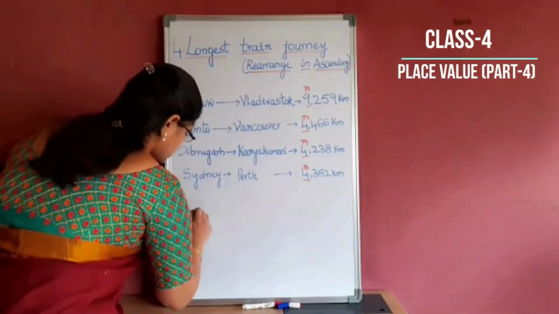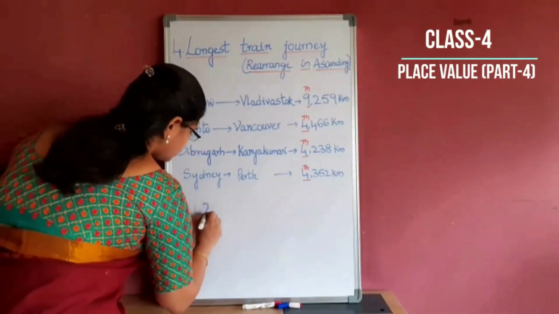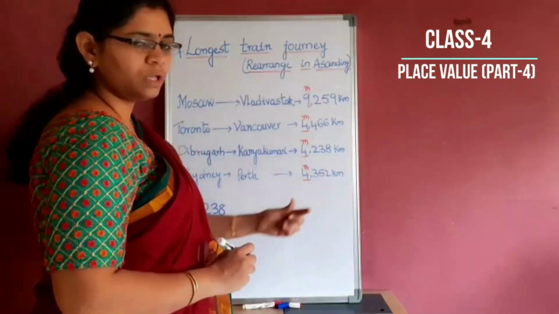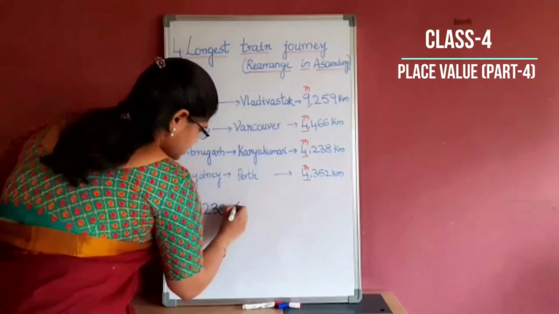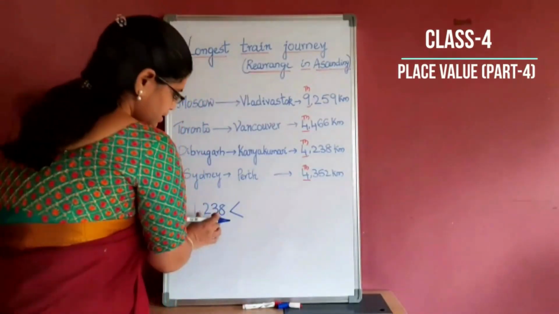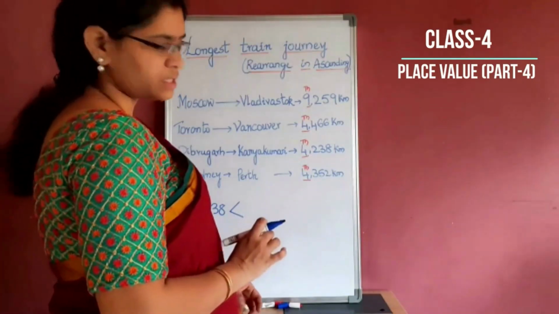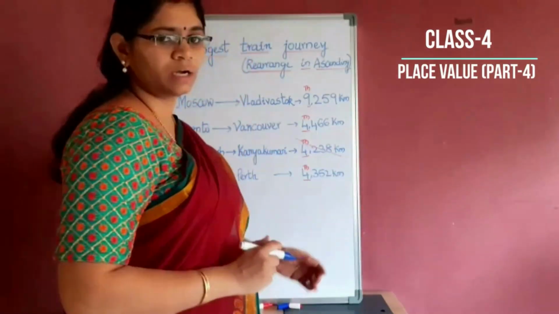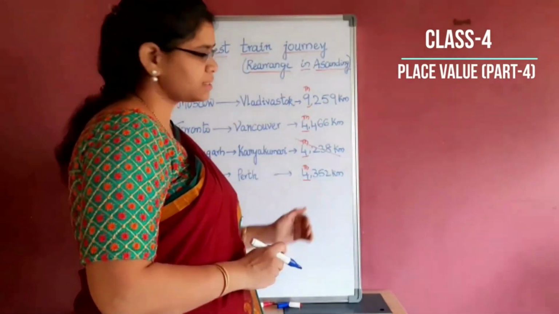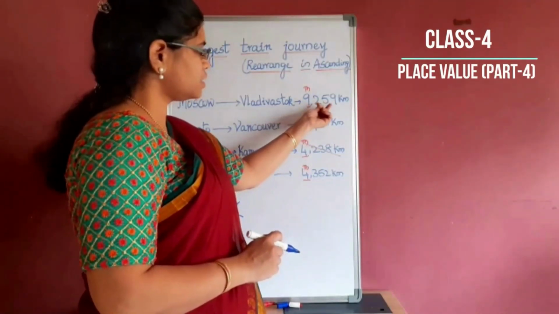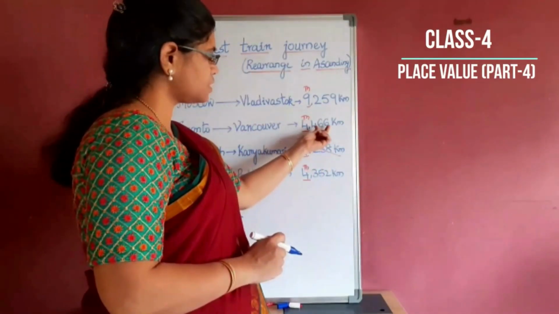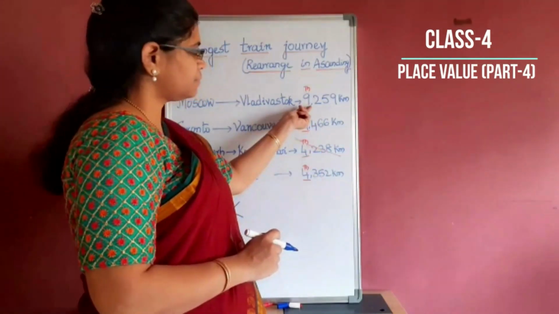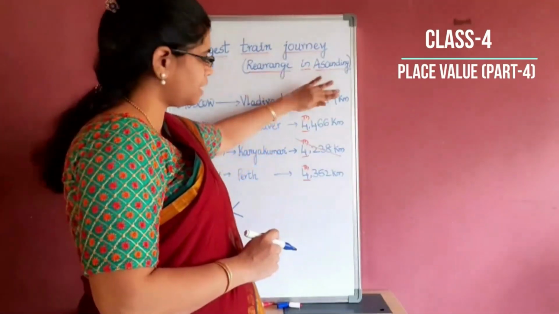So let me write that first. 4,238. Okay, this is the smallest among all the given numbers. Now, as this is the smallest, put a symbol that this number is the smallest. Now, as this is done, I am striking it off so that there is no confusion. Now, let us check the remaining 3 numbers. See here, this is 9,259, 4,466, 4,352. Among these, as this one is 9 in thousands period, let us eliminate this.